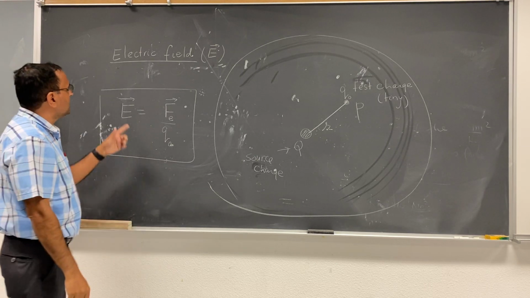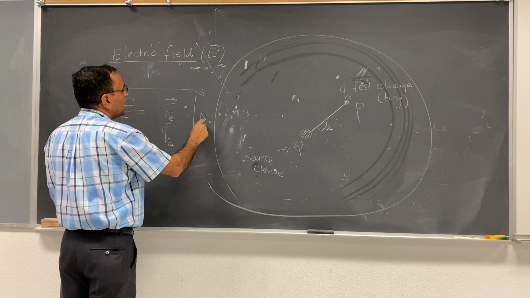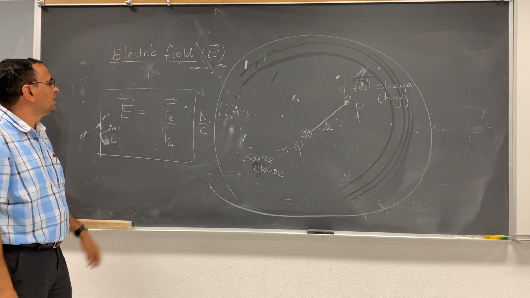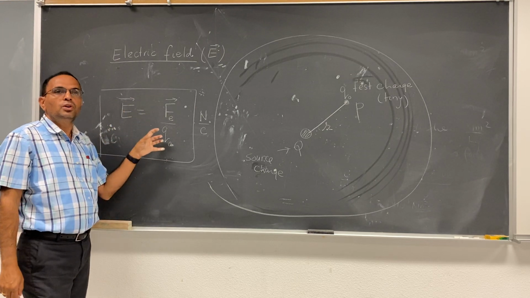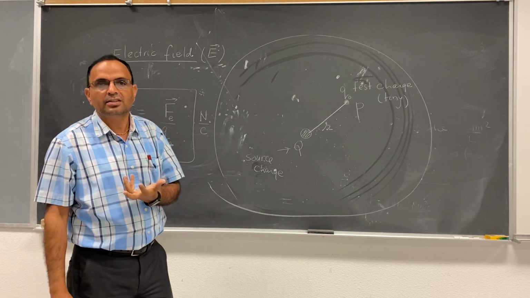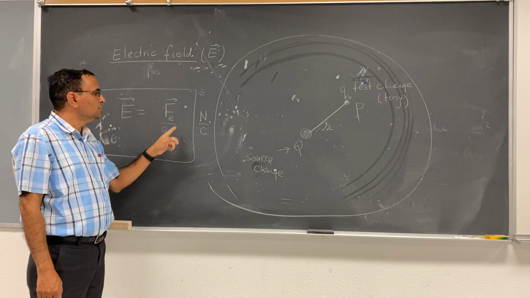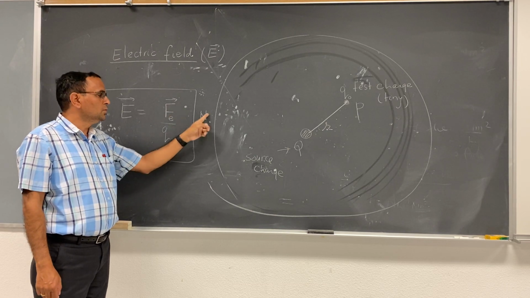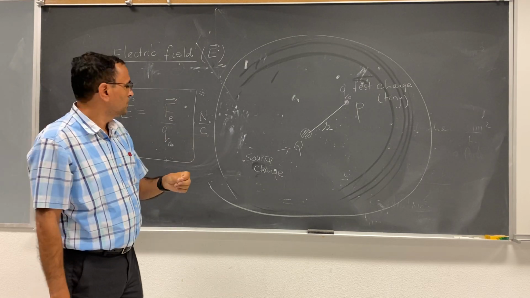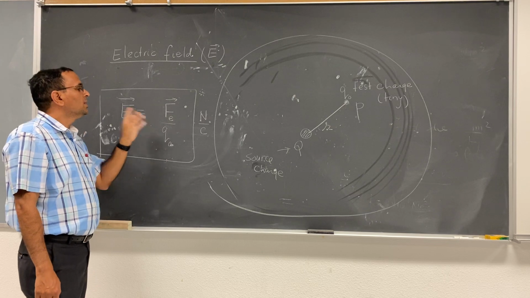Now from here you can see that force is in Newton, charge is in Coulomb, so Newton per Coulomb is the unit of electric field. Force per unit test charge, or the force experienced by the unit test charge, that is the electric field. The electric field is F_E divided by Q0, where F_E is the force in Newton, divided by charge in Coulomb. So Newton per Coulomb is the unit of electric field.